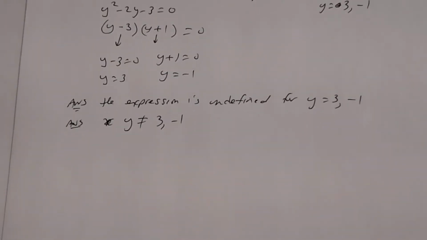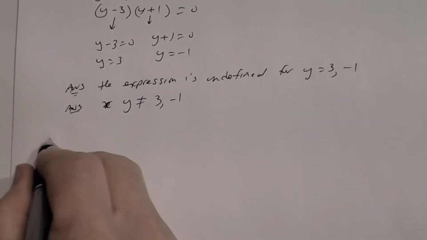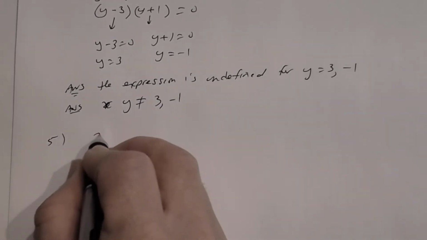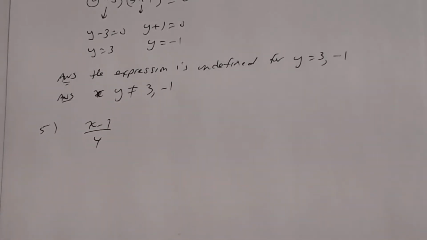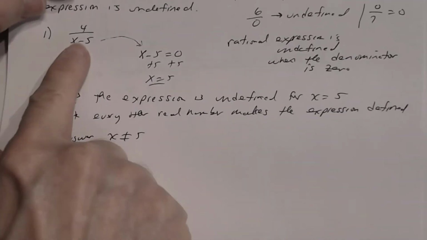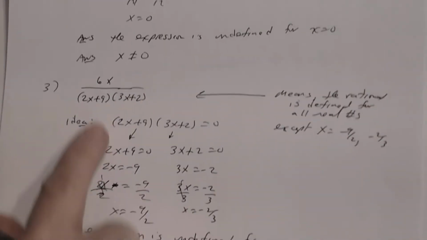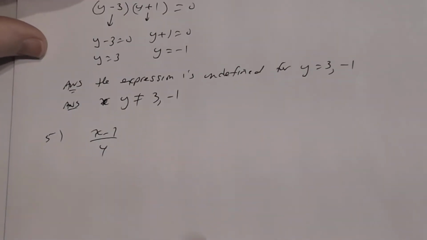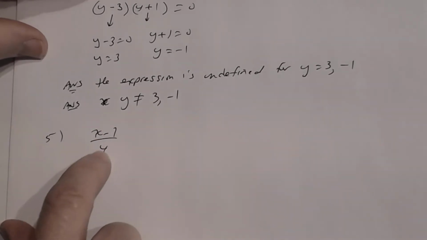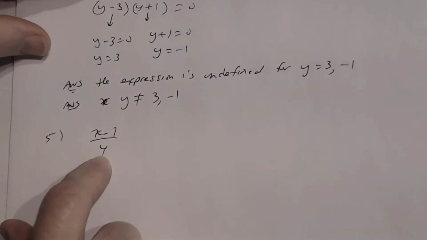All right, number 5. Let's suppose we had this for number 5: x minus 7 divided by 4. So let's look at that. In all the other problems, go back to all the previous 4 problems, notice your denominator contained a variable. Number 4, your denominator contained variables. Now look at number 5. What do you notice about your denominator? That's 4, right? That's a constant.